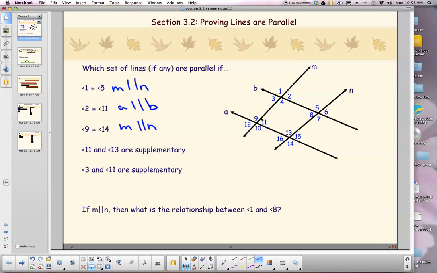11 and 13. 11 and 13 are supplementary. Now it says that this one and this one have to equal 180 together. They would be same side interior, and same side interior angles are supplementary if lines are parallel. So because they're supplementary, we know that lines are parallel. They are both sitting on line A, which means A is the transversal, which means M and N would be the lines that are parallel.